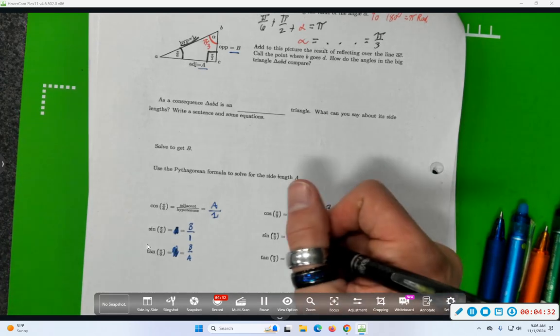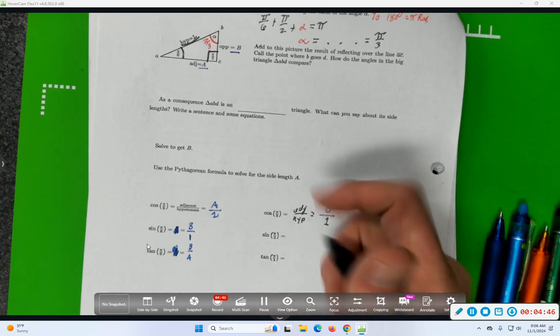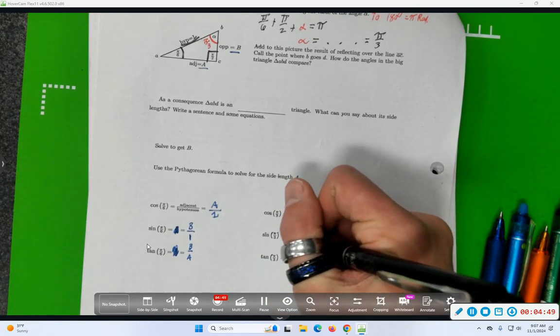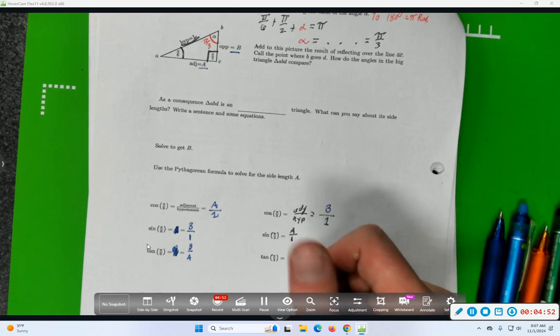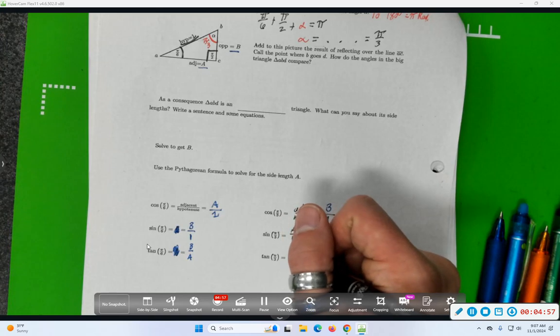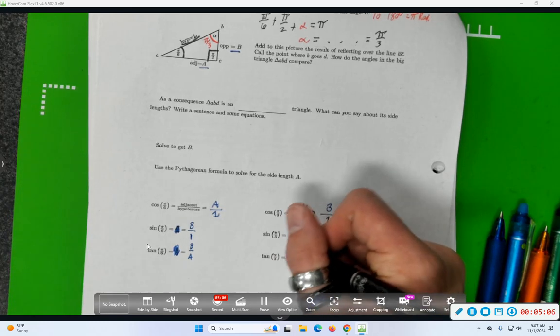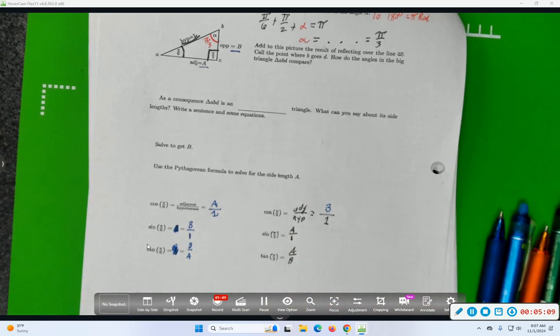By the exact same logic, what ratio of sides is going to give you sine of pi over 3? A over 1? I guess that's also known as A, but all the other things I see here have the 1. How about tangent? A over B. Yeah, opposite is A, adjacent is B. All right, so if I can figure out A and B, then I know all the trig functions.